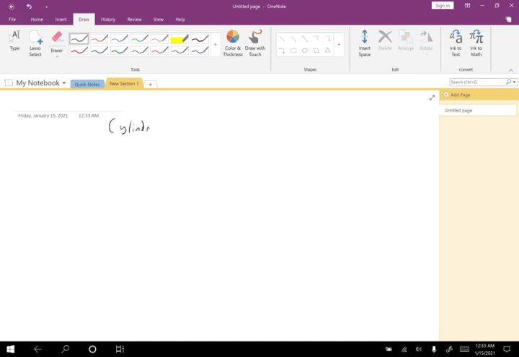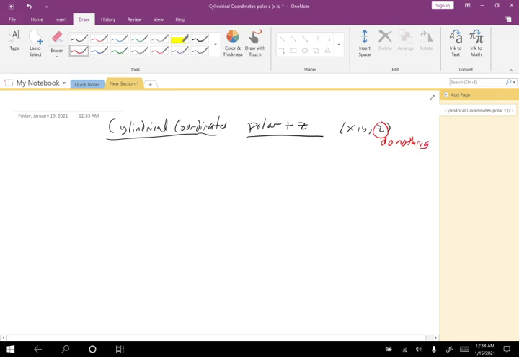Okay, I'm going to give a brief intro to cylindrical coordinates, which I just like to think of as polar coordinates with a z. And I'll explain why. Basically, you just do not do anything to z. If you start with x, y, z, you just do nothing to z, and then you just change x, y to r, theta. And that is what cylindrical coordinates is.